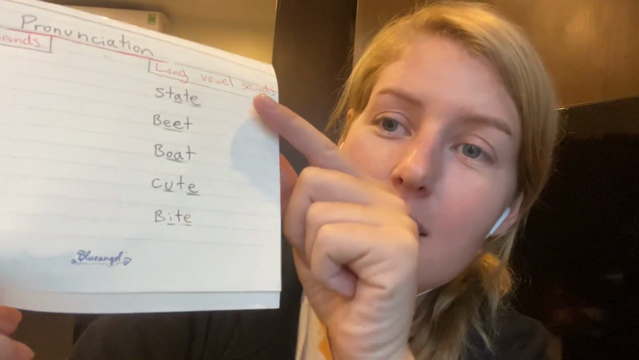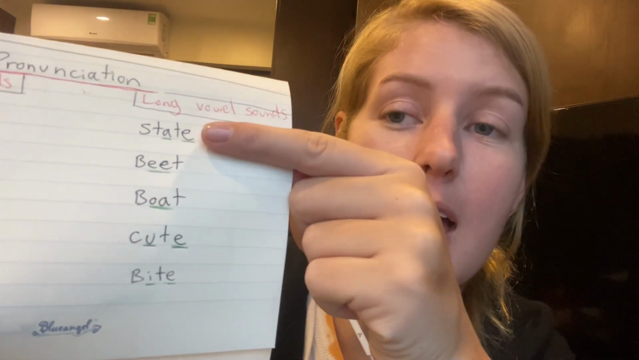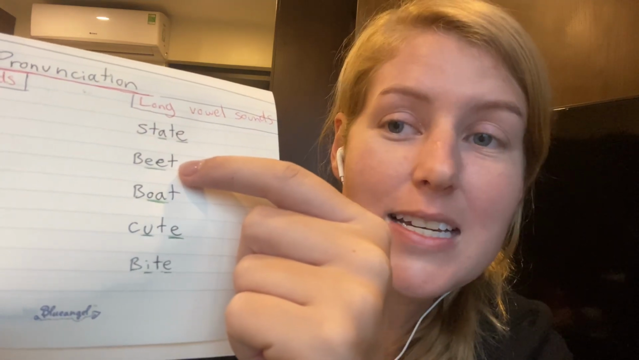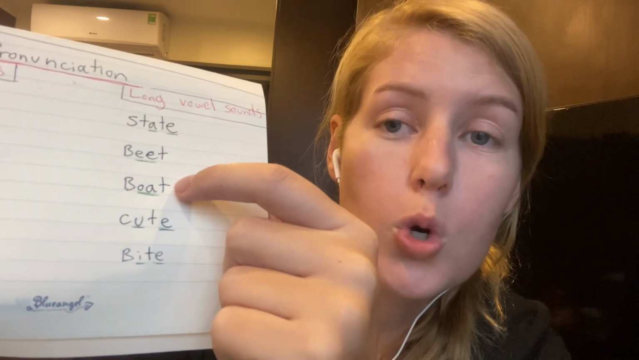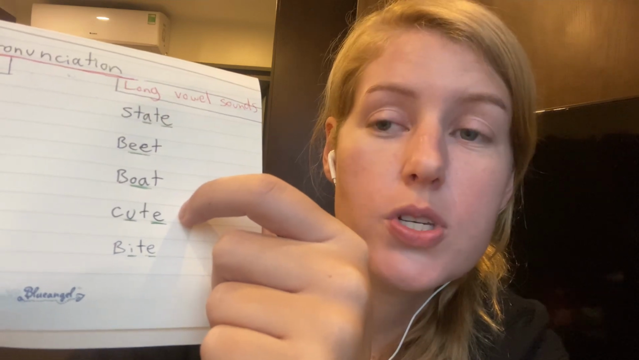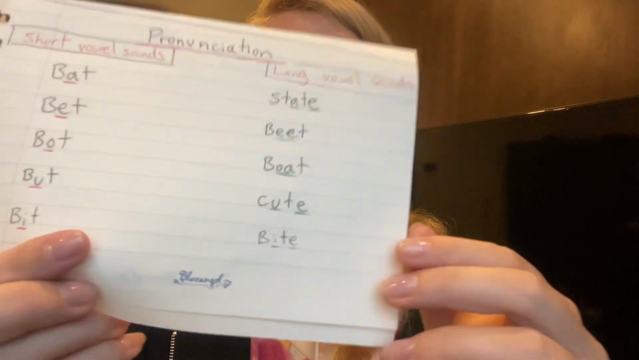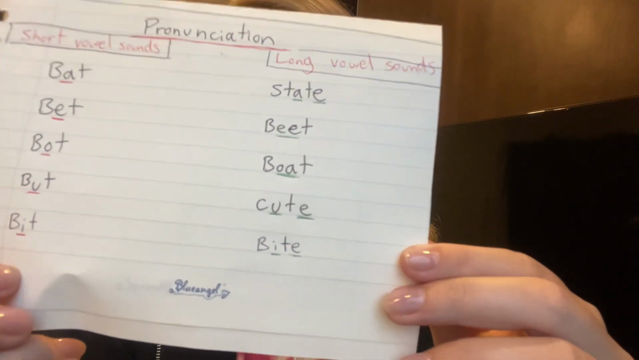So again, the long vowels, we have state, beat, boat, cute, and bite. So now you know the differences between our short vowels and long vowel sounds in our English vocabulary words. Thank you so much for watching.